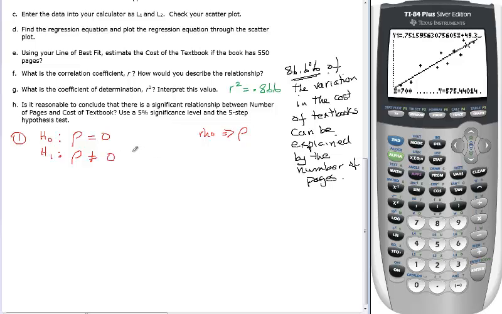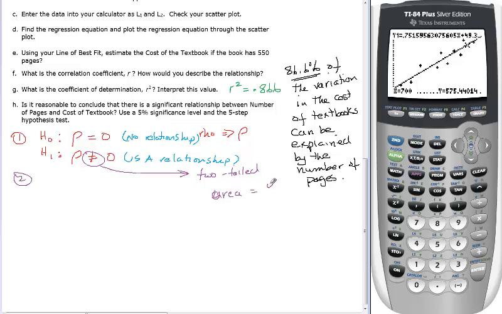Now, there are other tests you can run here, but that's the one we've been using this year: rho equal to 0, meaning no relationship between the two variables, in this case cost of textbook and number of pages, or there is a relationship. So we'll just leave it simple like that. Now, as you know, not equal to is a two-tailed test, meaning the area we need to find the t value is going to be alpha over 2.